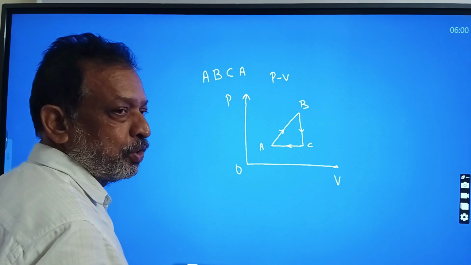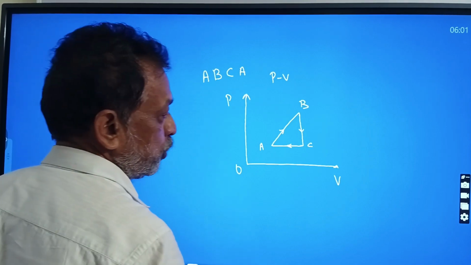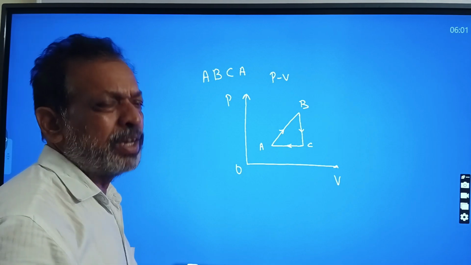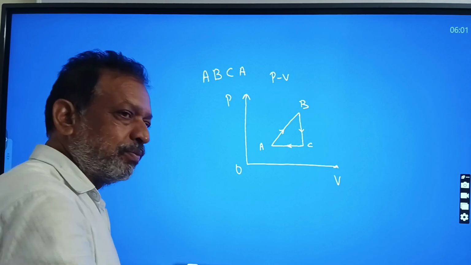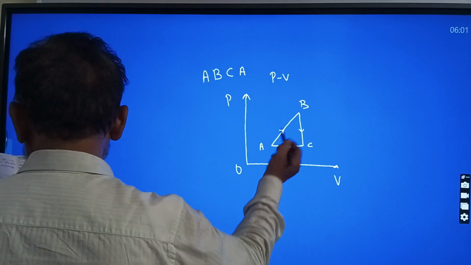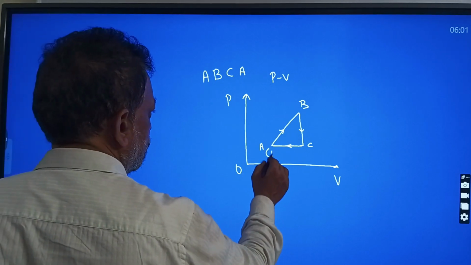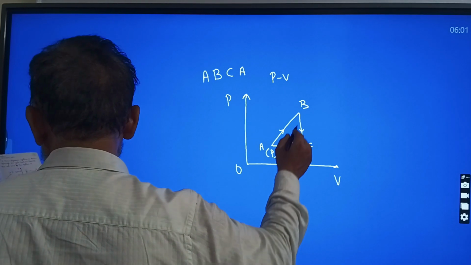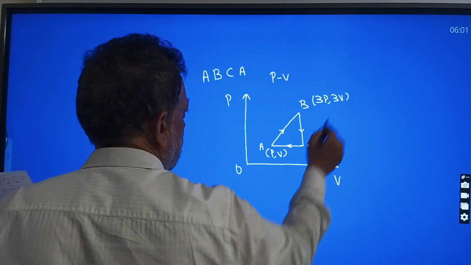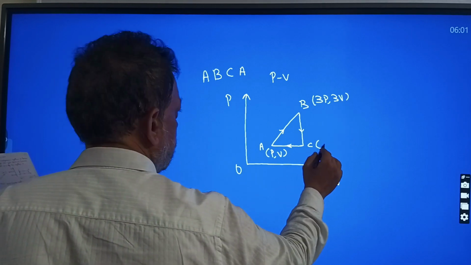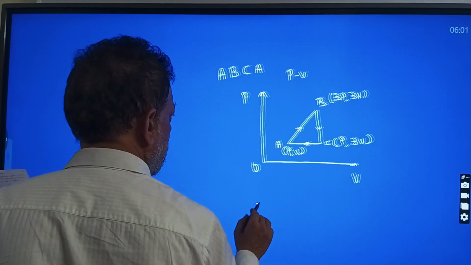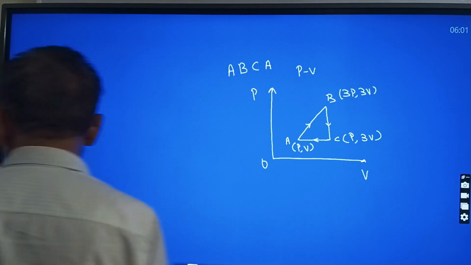So what is the work done, positive or negative? Positive. First we have to find that. Sign is most important. Clockwise means positive, anti-clockwise negative. It's very simple: screw going inside is positive, screw coming out is negative. The coordinates of A are P comma V, B is 3P comma 3V, and C is P comma 3V. That's it. Now we want to find the work done.